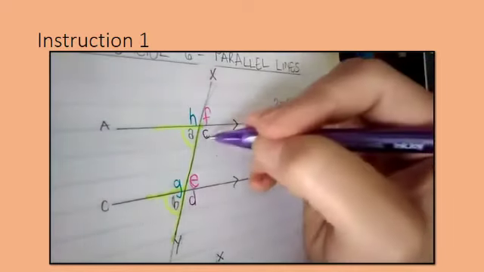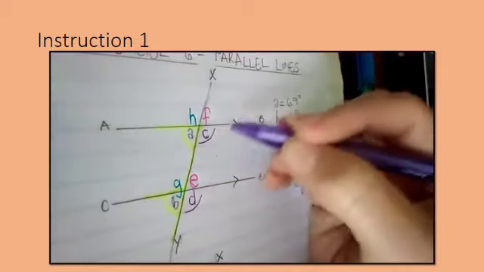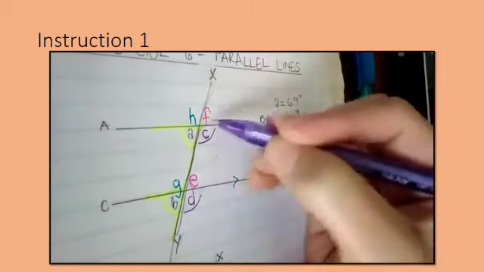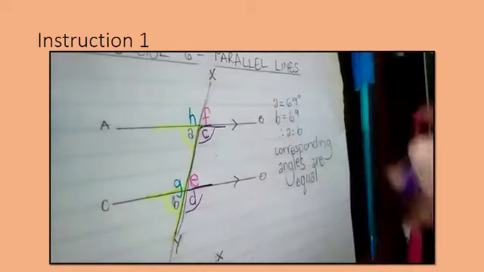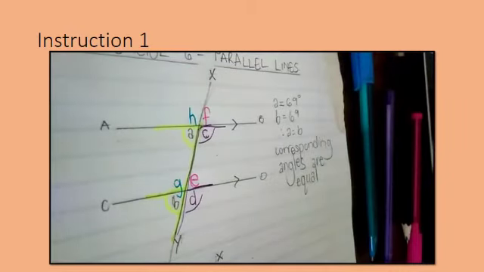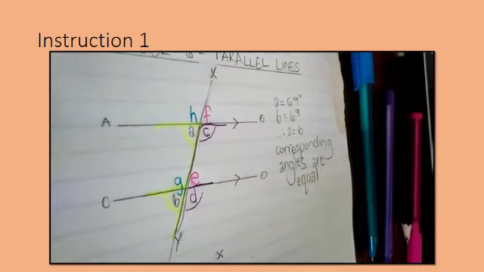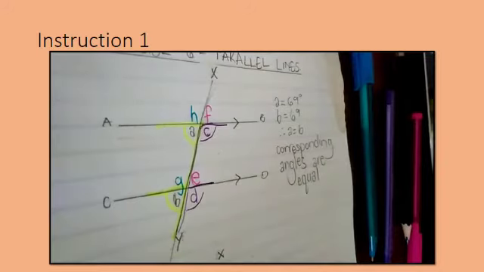So for C and D, this way it forms an F shape using the parallel arms and the transversal cutting through. Okay, so you'll see with the corresponding angles that they're always on the same side of the transversal and in the same place, below or above, respectively, the parallel lines each. And that's how you identify corresponding angles.